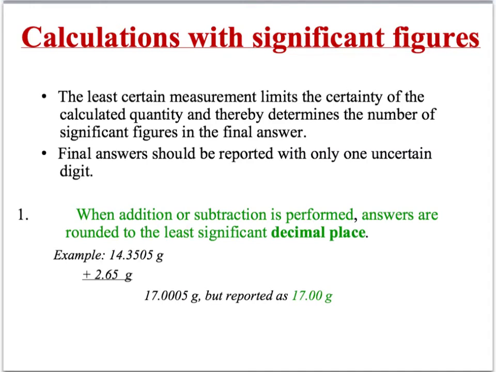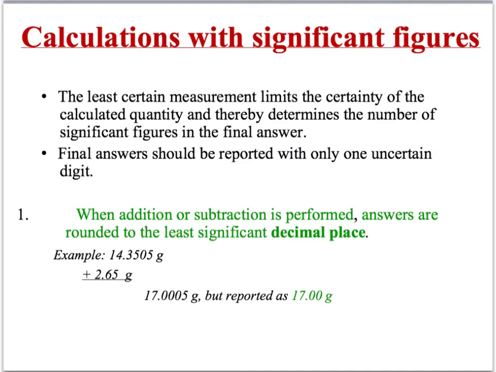Two other important rules are when you have different calculations from different measurements, you still have to figure out how many significant figures there are. So when calculations are involved, you need to remember the least certain measurement limits the certainty of the calculated quantity and determines the number of significant figures that are available in the final answer. Okay, the final answer always wants to be reported in just one uncertain digit.